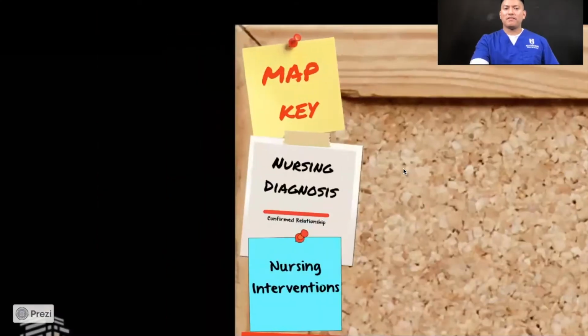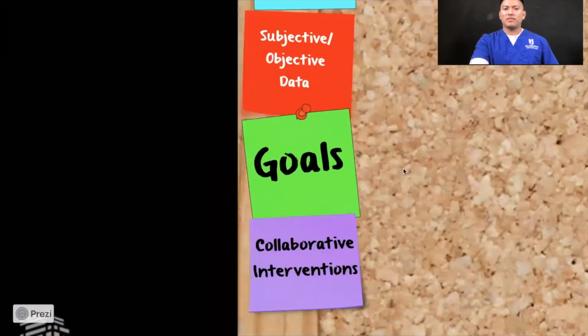For the map key, we have the nursing diagnosis. The red line will be the confirmed relationship. The blue note will be the nursing interventions. The red one will be subjective and objective data. The green, goals, and then the purple ones are collaborative interventions.